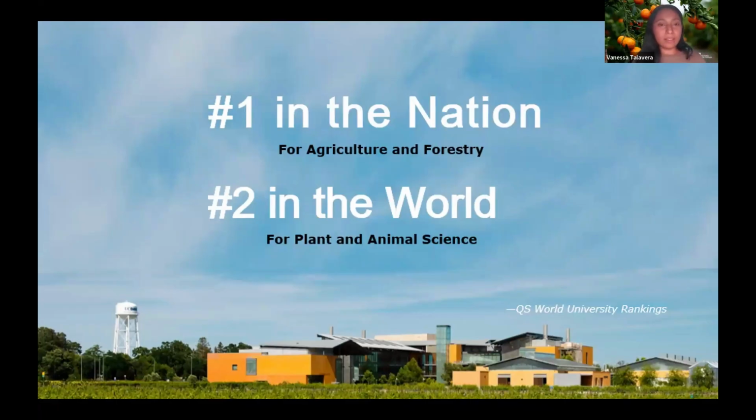Zooming out a little bit, as you may or may not know, we are #1 in the nation for agriculture and forestry, and #2 in the world for plant and animal sciences. We're also #1 in the nation for plant and animal sciences as well. We really like to emphasize research, learning, teaching, and developing you as a student and as a scientist once you come to UC Davis. Essentially, you're with the top faculty in the world, which is something pretty special to look forward to once you transfer here. Let me go to the next slide.